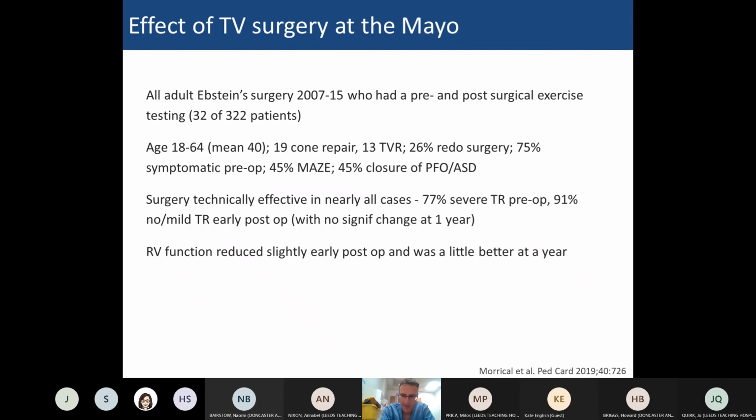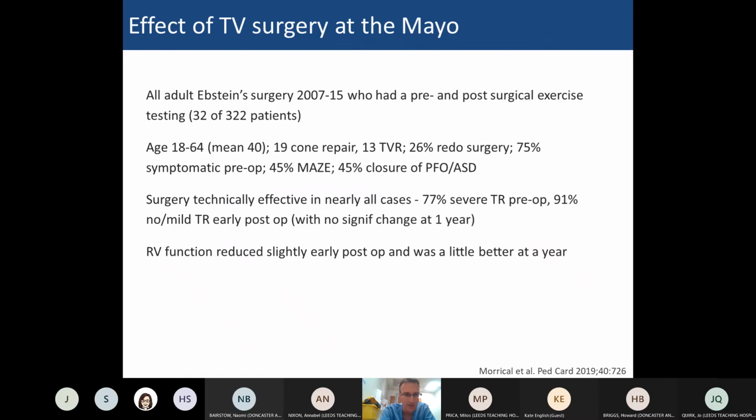The Mayo have published their outcomes from Epstein surgery. So all of their adult Epsteins that they operated on from 2007 to 2015 who had exercise tests before and after. That was actually a relatively small proportion, about 10% of the total patient population. Age between 18 and 64, mean age of 40. 19 of those patients had the cone repair I've just described. 13 had a tricuspid valve replacement.